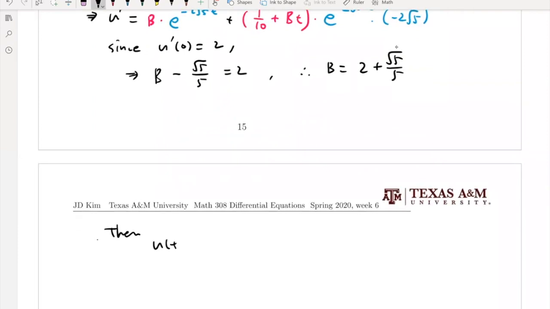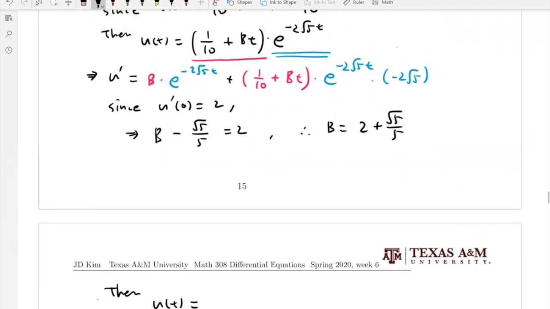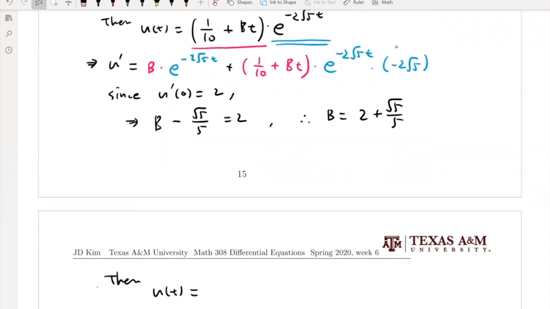my general solution with coefficient, okay? It was, let me see, 1 over 10 plus 2 plus square root of 5 over 5 t, and t e to the minus 2√5 t. Is it okay so far?